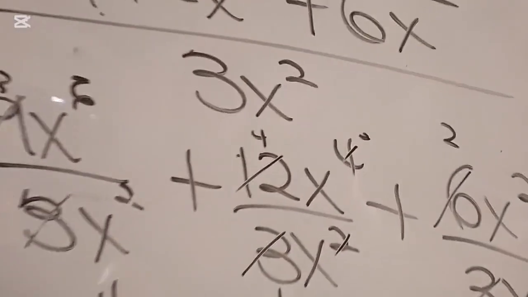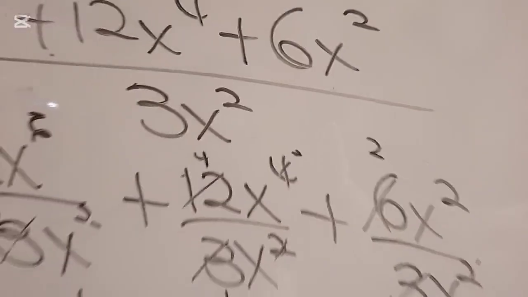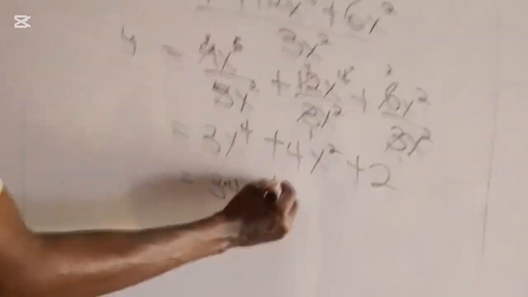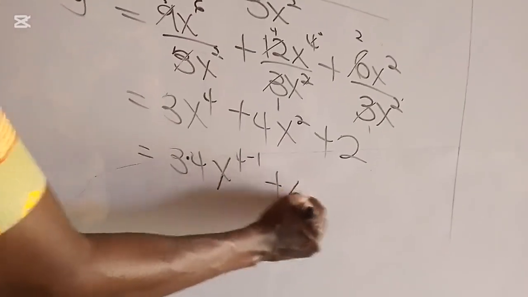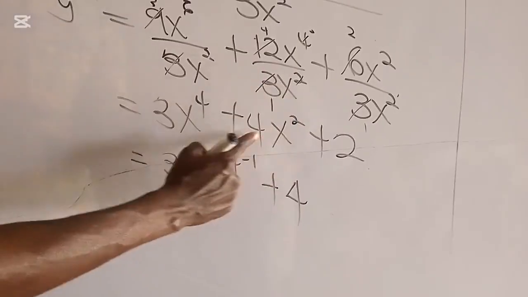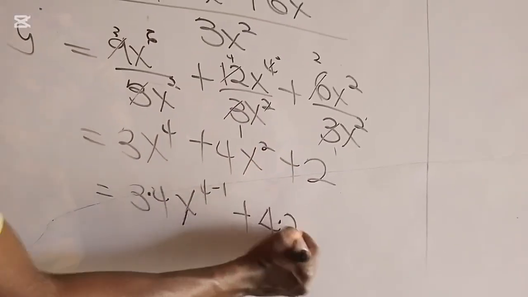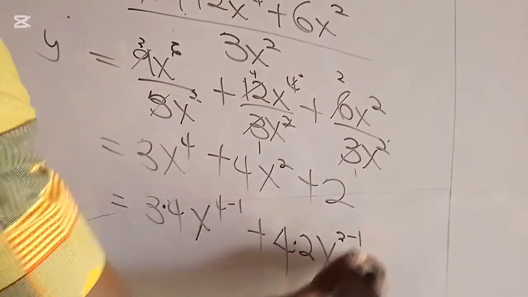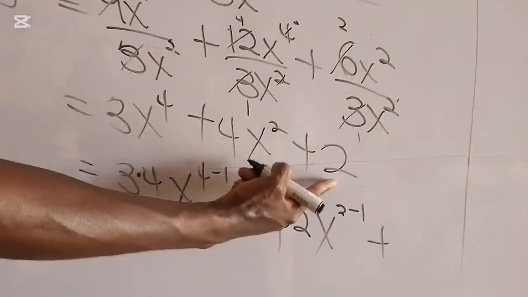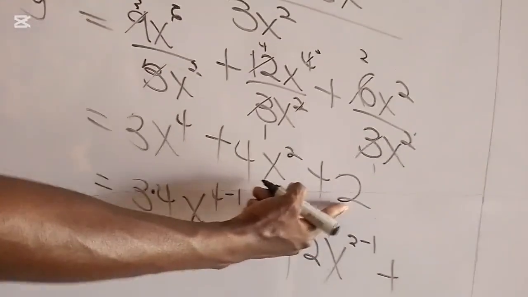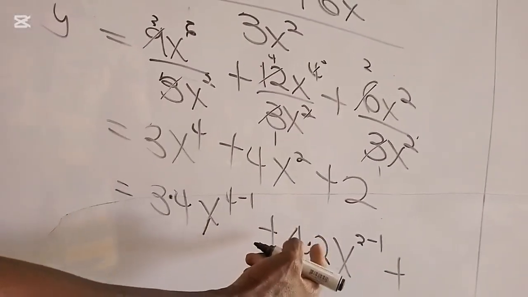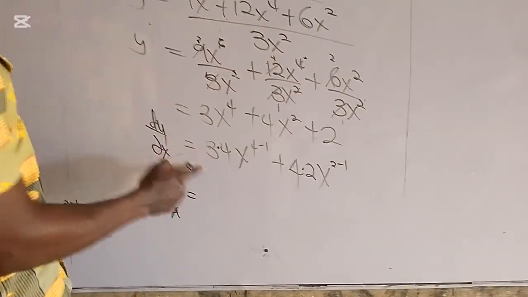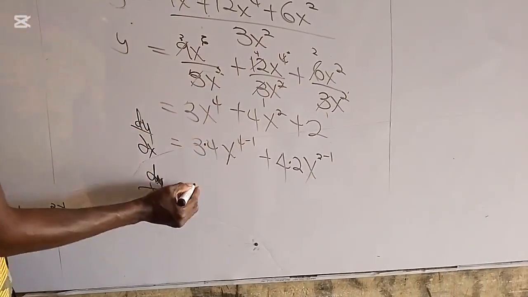X, we subtract 1 from the 4, plus 4, then we drop the 2 to multiply the 4. 2x, then we subtract 1 from the 2, plus, we know that differentiation of a constant is 0. So now let's multiply. 3 by 4 gives us 12.